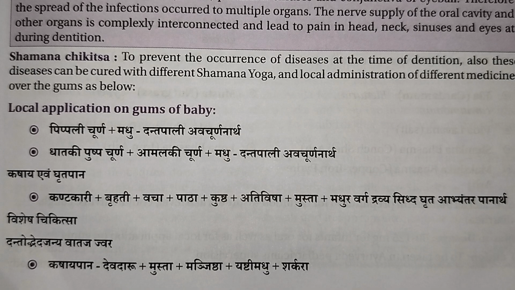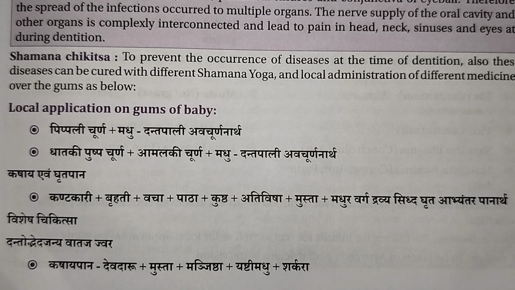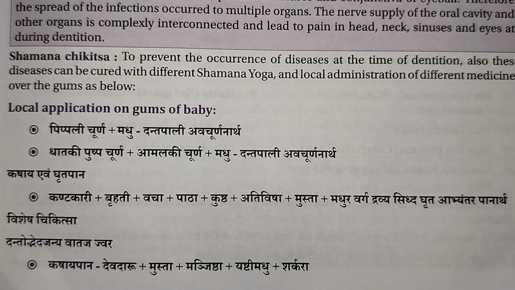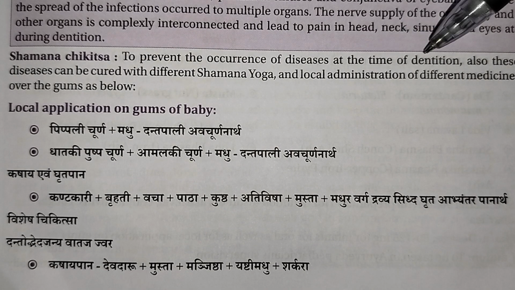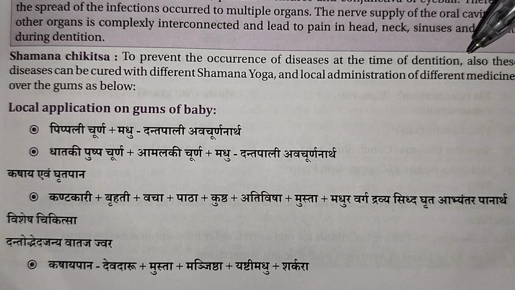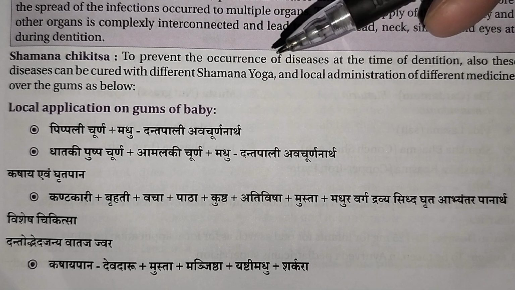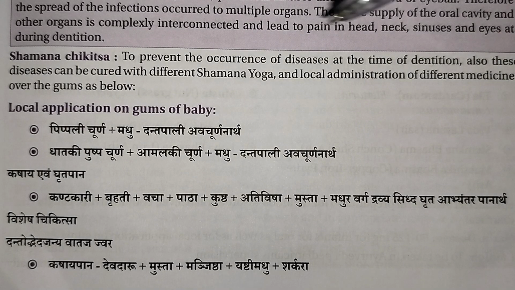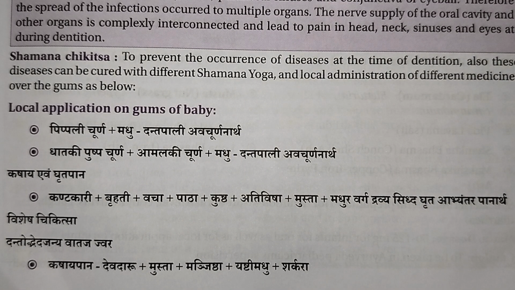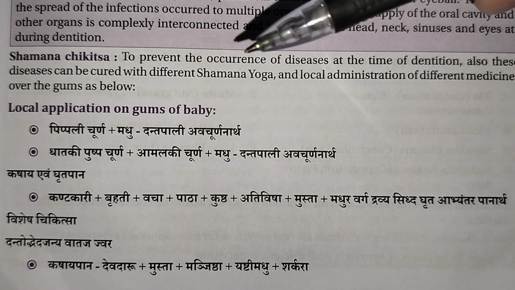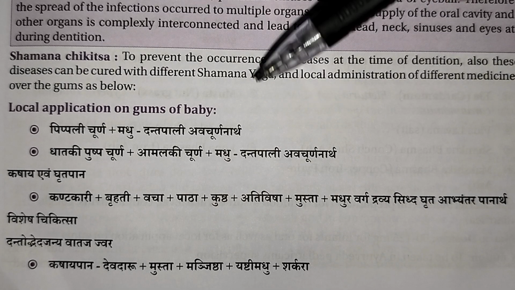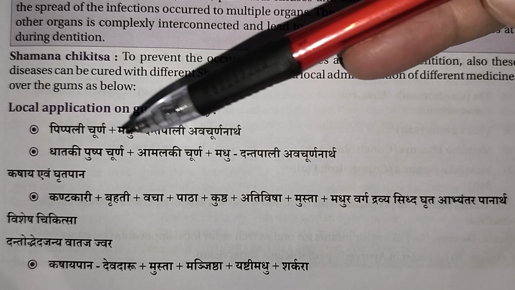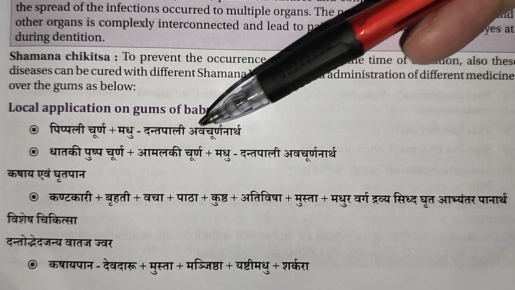In Ayurveda, Shamana Chikitsa has been mentioned for that period and those diseases. To prevent the occurrence of diseases at the time of dentition, these diseases can also be cured with different Shamana yogas and local administration of different medicines over the gums as below. What kinds of Shamana Chikitsa have been given? They have given some preparations applied on the gums of the baby, the combination of Pipali Churna plus Madhu, for dantapali avachurnartham.